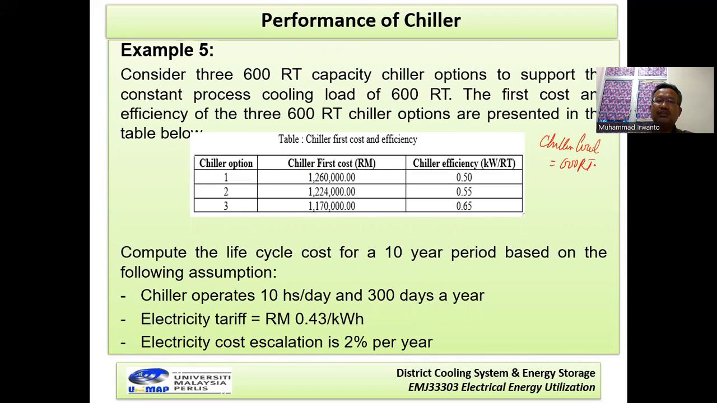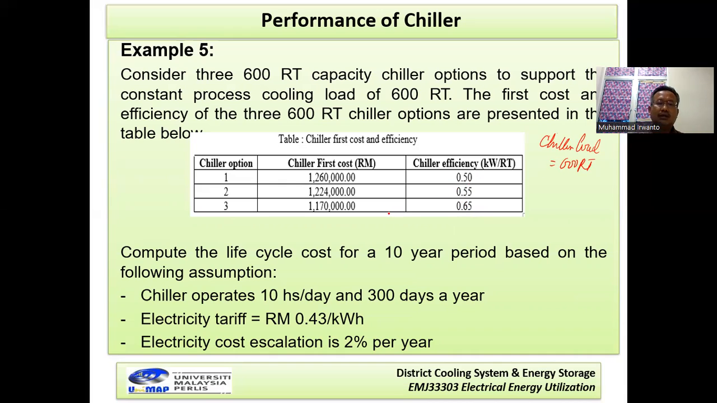Now we propose three chiller options: option 1, option 2, option 3. The first cost for each option is given here: chiller option 1, option 2, and also the third option. And then for the chiller efficiency, it is given here: for the first 0.5, the second 0.55, and the third 0.65.